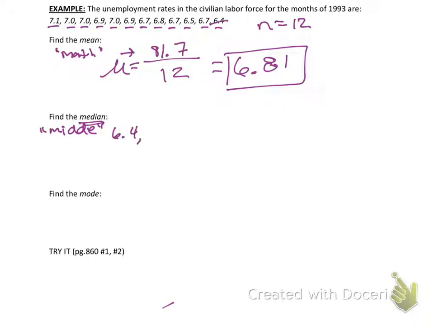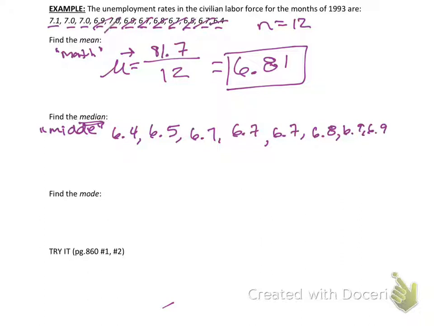And then I have a 6.5. Do I have any other 6.5s? Just one. And then I have a 6.7 and another 6.7 and another 6.7. Okay, and then I have a 6.8 here. And then I have a 6.9, 6.9.